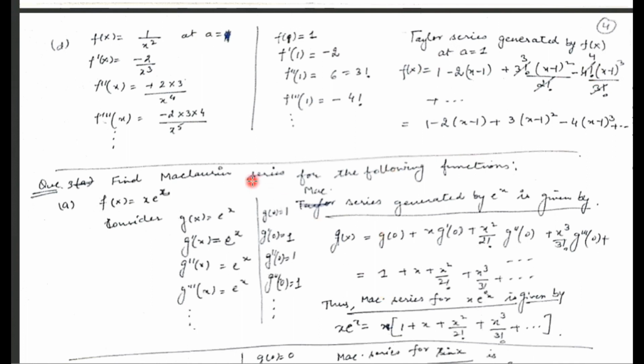Maclaurin series is a particular case of Taylor series. In that case, we consider a to be 0. So now just see, we have to find the Maclaurin series for the function x into e to the power x. First of all, we consider the function to be e to the power x. Find its Maclaurin series by finding its higher order derivatives and the values at 0. Then whatever Maclaurin series you have, you just multiply by x on both sides, and you will get the Maclaurin series for the function x into e to the power x.